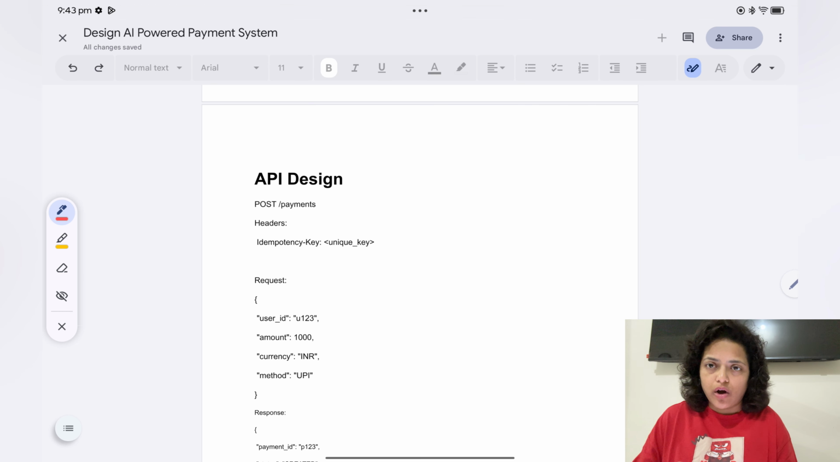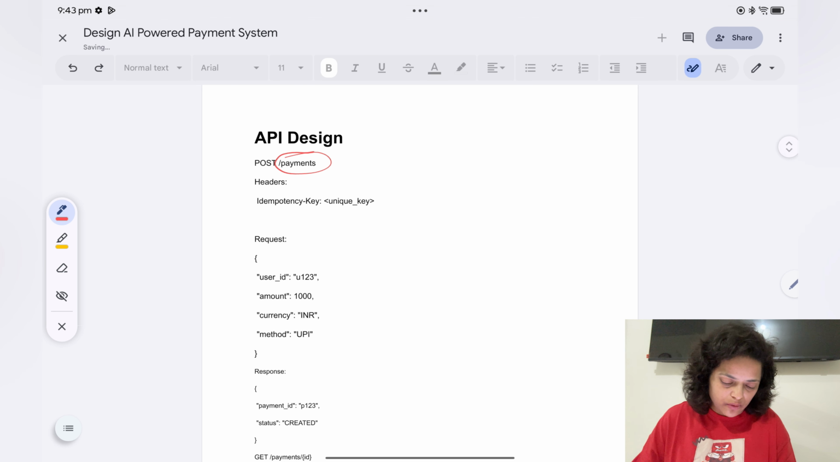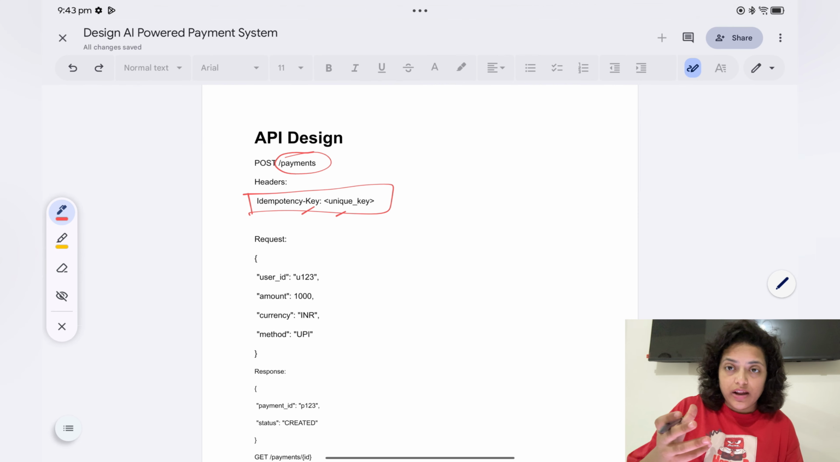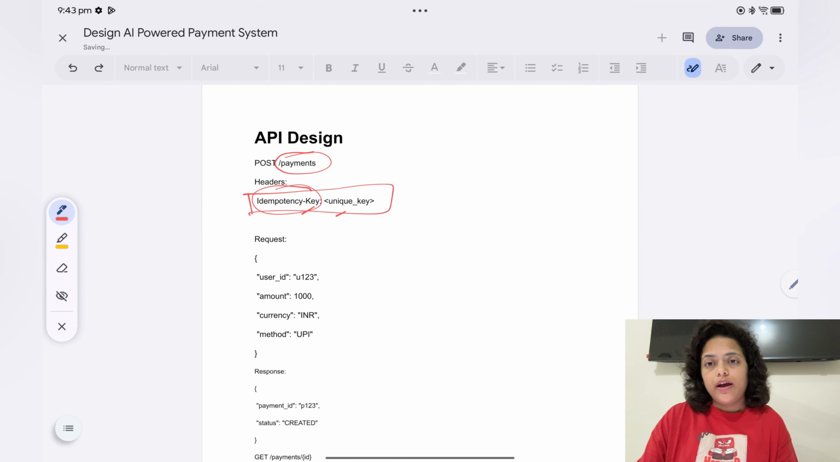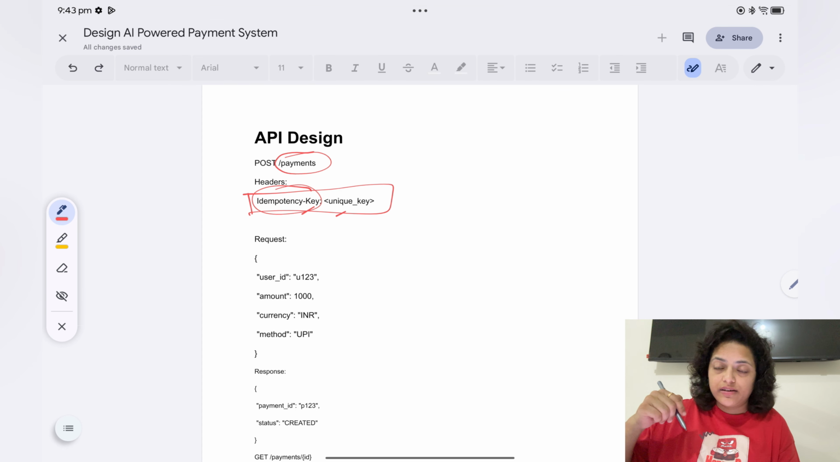Now API design. You will have a POST API /payment. The main thing is that in the header we will add the idempotency key, a unique key, as a key and value. Why is this important? Every transaction will have a unique key for this idempotency key attribute. Whenever a user does a double transaction, the system will check that this is coming twice, so it will process only one, and for the second it will return the same result.